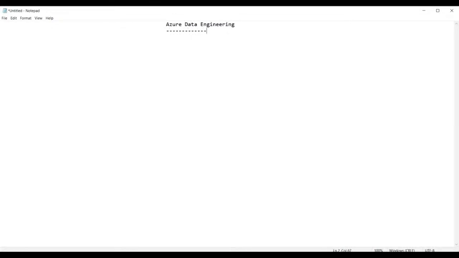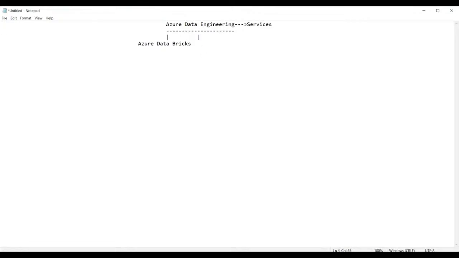Basically, Azure Data Engineering is packed in the form of services. The following are the various services provided for various operations in Azure Data Engineering. Let us see what the first one is. We have the first one here as Azure Databricks.